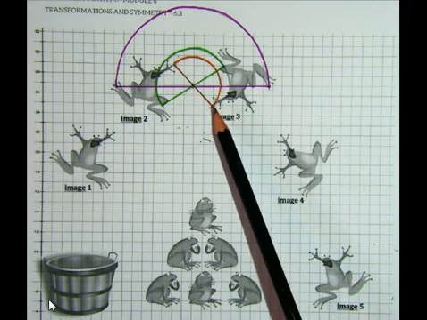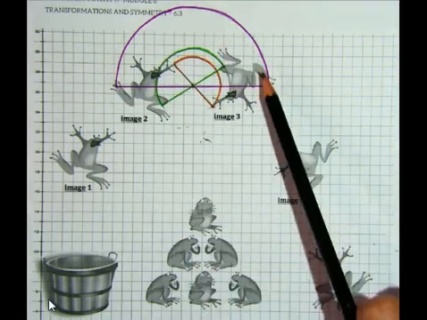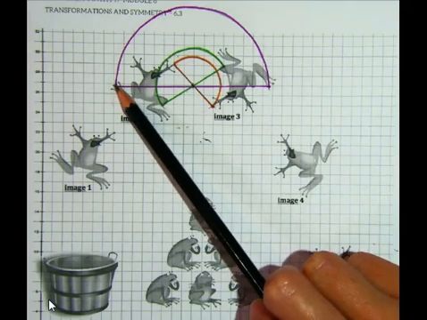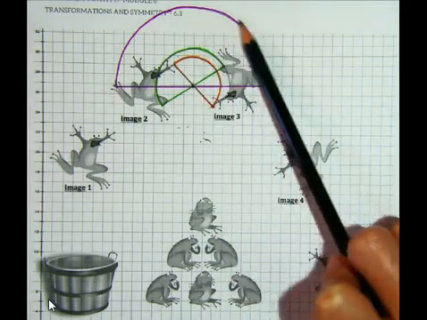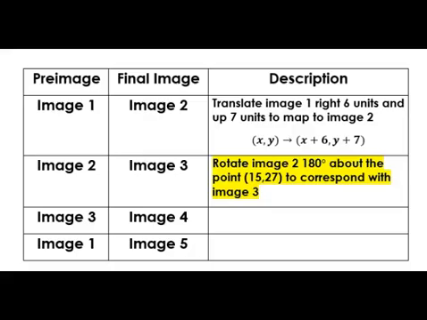The students also recognized that the corresponding pre-image points and image points seem to travel along an arc equivalent to half of a circle. Since each ordered pair of image 2 mapped to an ordered pair on image 3 by moving along a circular arc equivalent to half of a circle, the students described the transformation as a rotation of image 2 180 degrees about the point (1, 5, 2, 7).